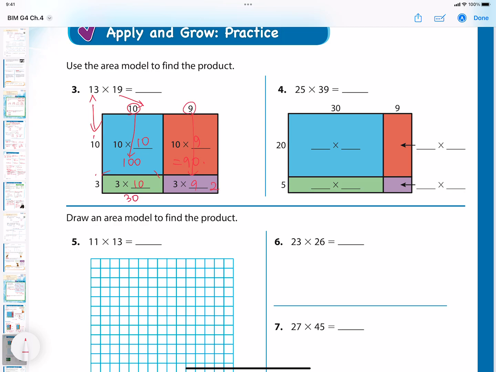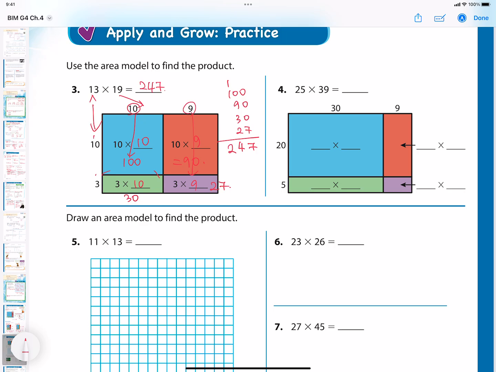Okay, so let's find all the partial products and add them together. 30, 27. So 100 plus 90 plus 30 plus 27. 7 plus 9 plus 3 plus 2 is 14. Carry 1 up, it's going to be 247. Did you get this answer? If you got it, very good. If you didn't, it's okay. Check again and try again, and find out what mistake you made.